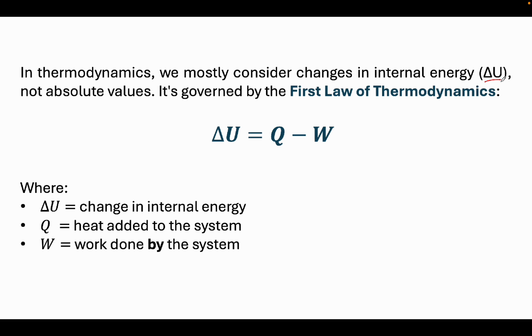The first law of thermodynamics is a statement of energy conservation in a thermodynamic system. This is the equation for the first law of thermodynamics: delta U, the change in internal energy, is equal to Q, the heat added to the system, minus W, the work done by the system. Again, delta U is equal to Q minus W, or the change in internal energy is equal to the heat added to the system minus the work done by the system.